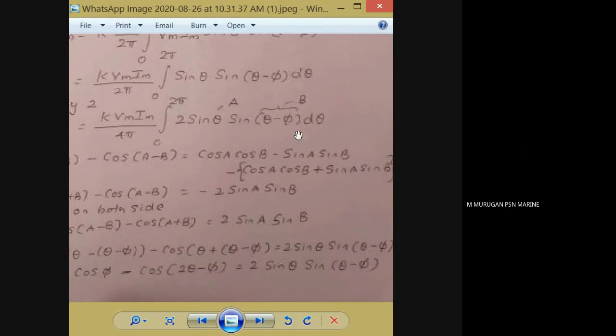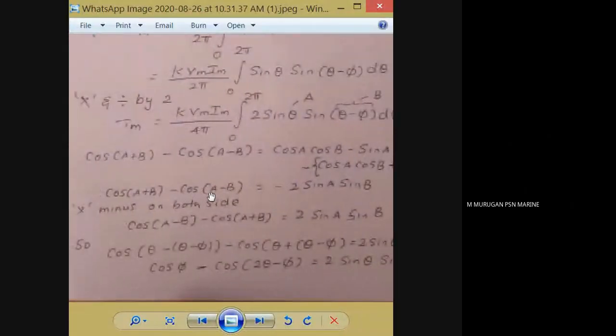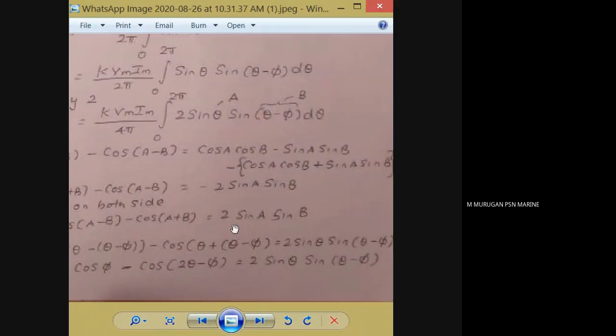I want plus 2 sin A sin B here. That's why I am subtracting cos(A+B) from cos(A-B). Okay. So cos(A-B) minus cos(A+B), I can get 2 sin A sin B.